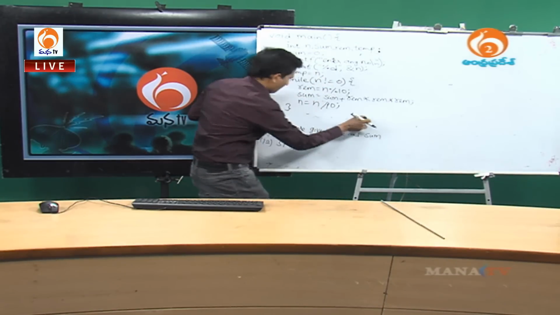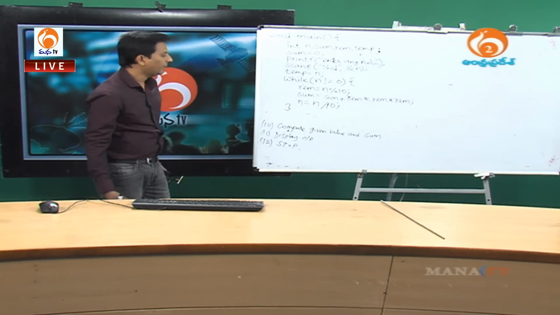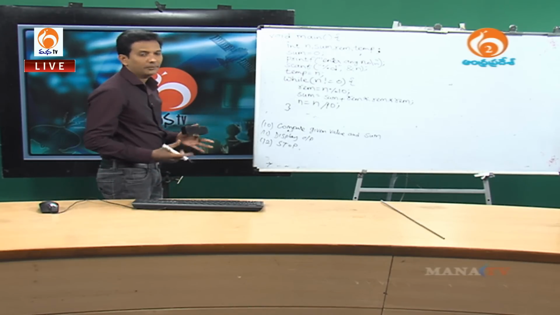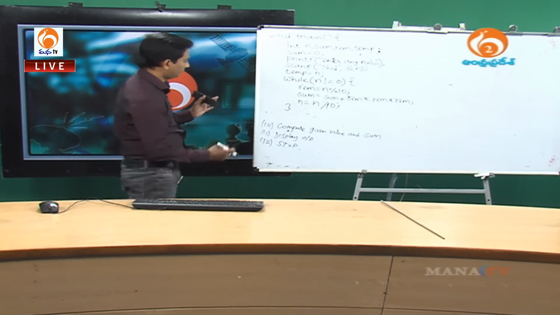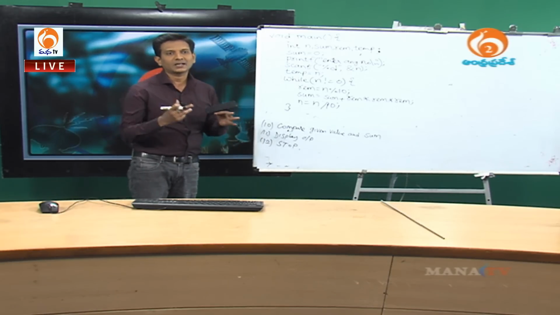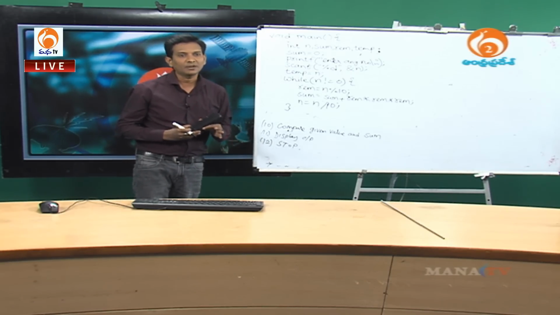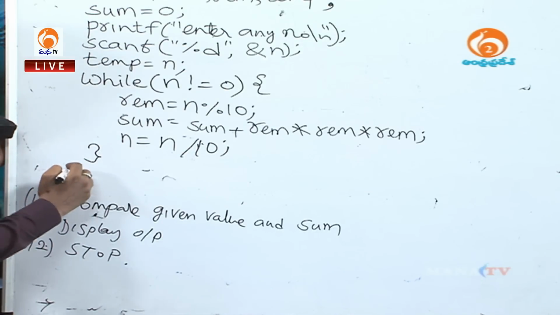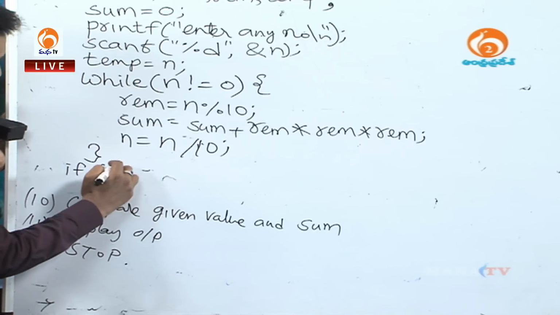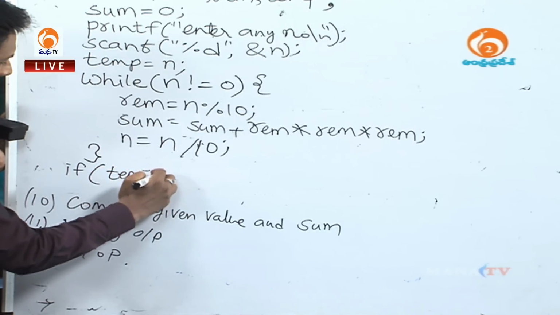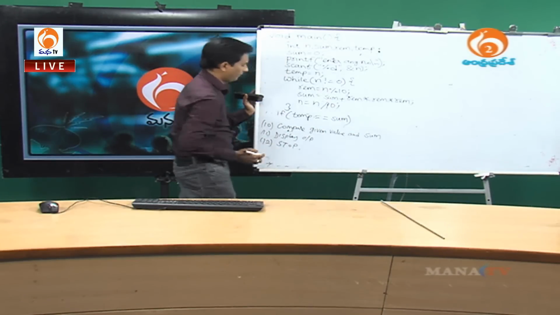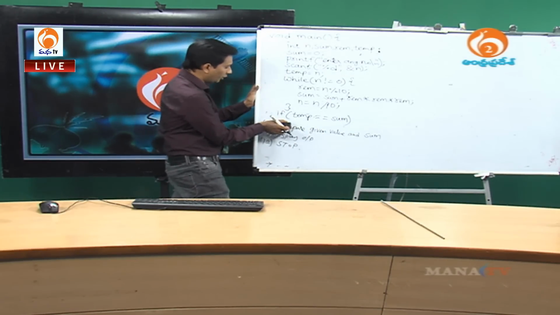We are going to the next step, that is compare the given value with the new value, meaning the added remainder cubes of the given number. How do we compare? We know that comparison is possible. We can compare by using the if condition. If temp double equal to sum, okay.